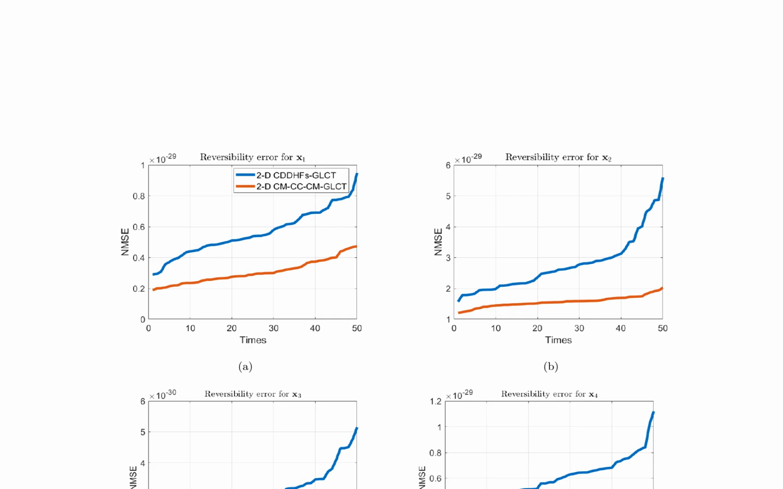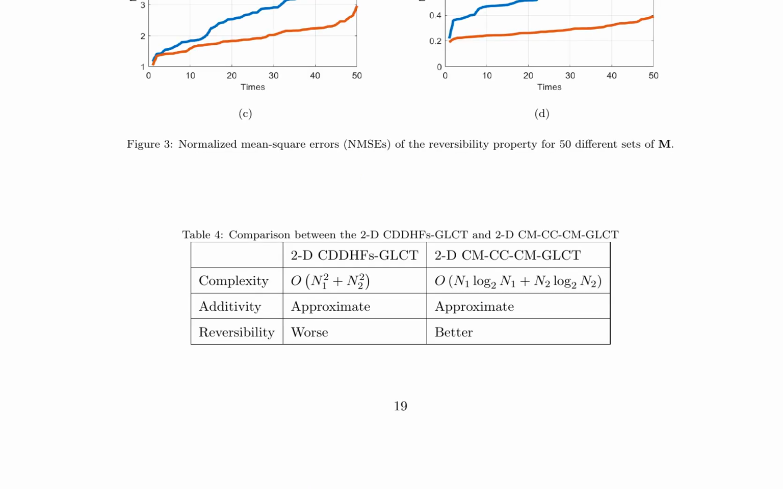The analysis of normalized mean square errors, NMSEs, for the reversibility property across various sets of M, as depicted in Figure 3, is crucial for evaluating the performance of different methods. Table 4 compares the 2D CDDHFs-GLCT and 2D CM-CC-CM-GLCT, highlighting their complexity, additivity, and reversibility properties.